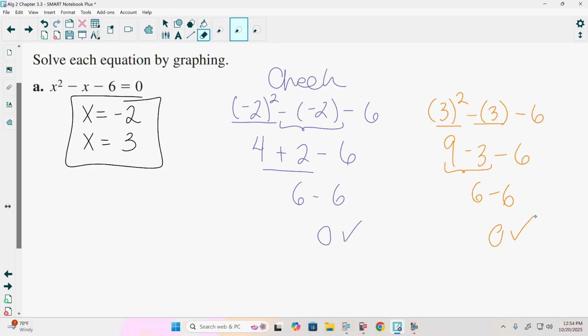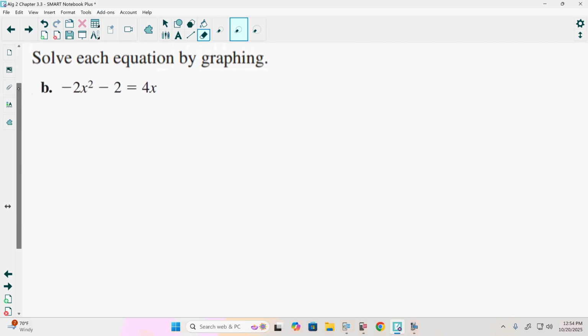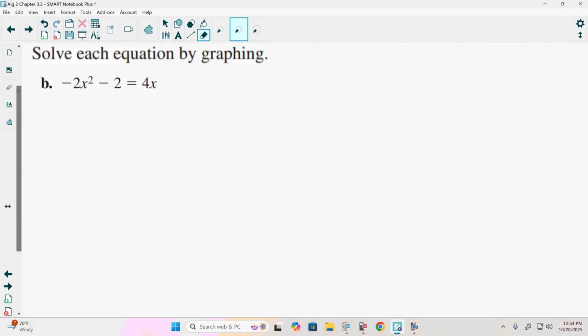Questions on how we solved the first one by graphing? We're ready to do the next one. So our next one is -2x squared minus 2 is equal to 4x. So what's the first thing we need to do?